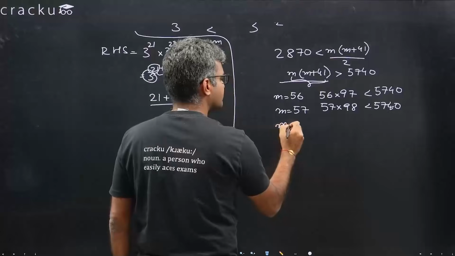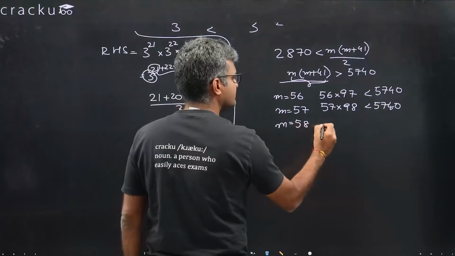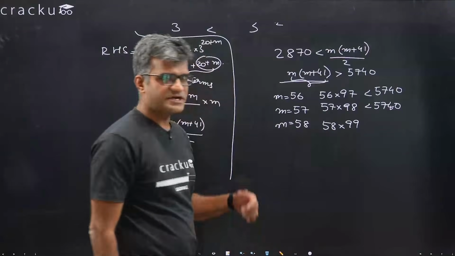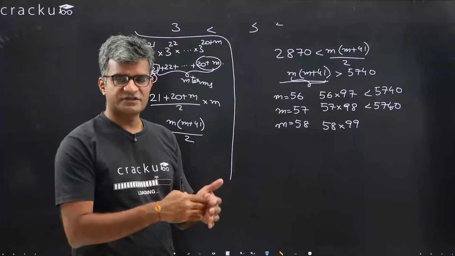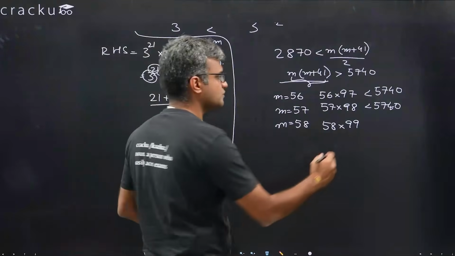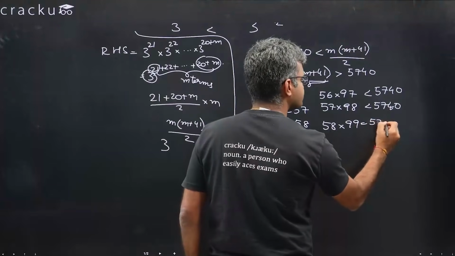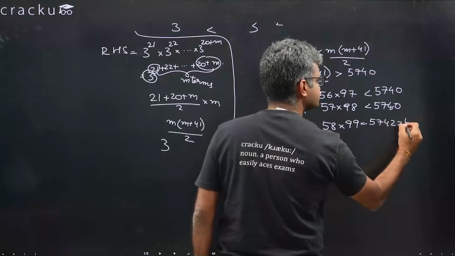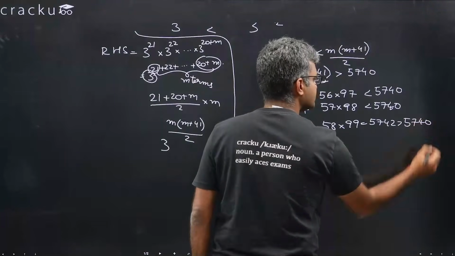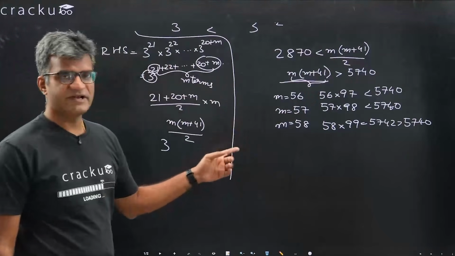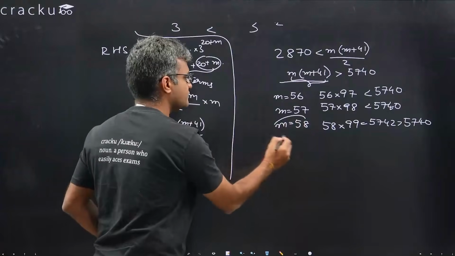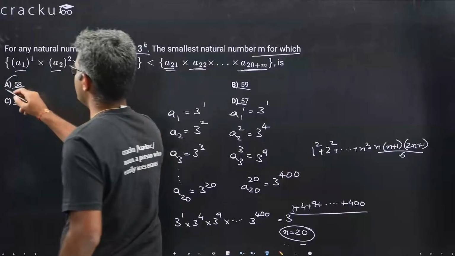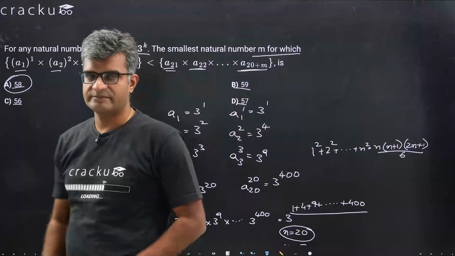When M is equal to 58, this will be 58 into 99. 58 into 100 is 5800. 5800 minus 58 is 5742, which is greater than 5740. So the first time this inequality is satisfied is when M is equal to 58. Therefore, the answer for this particular question is option A, which is 58.